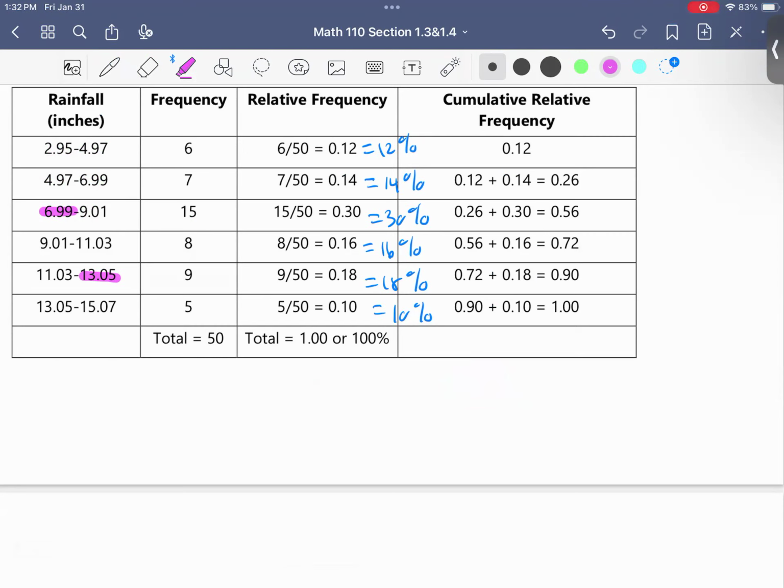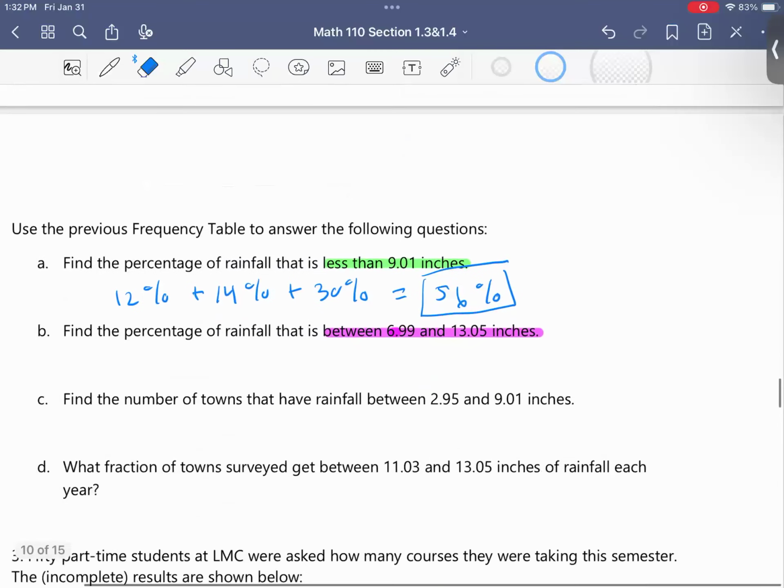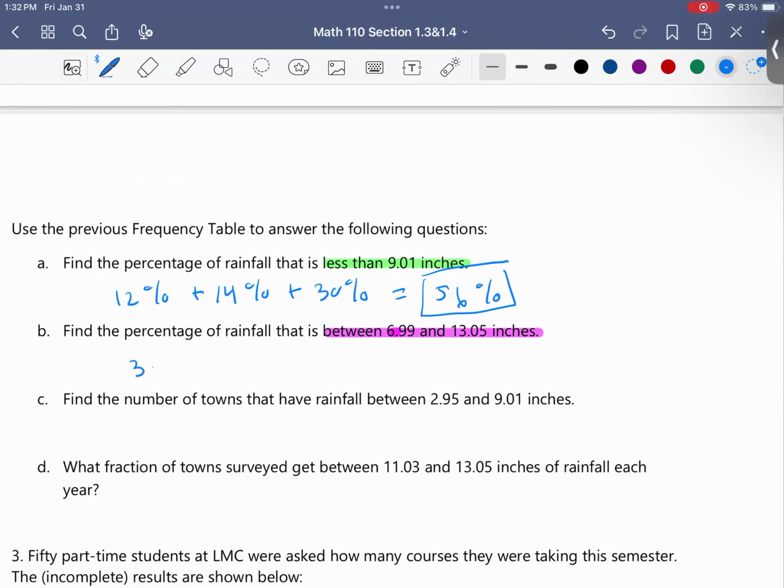So those values are going to be 30%, 16%, and, oops, excuse me, went a little too far, and 18%. So we're going to go ahead and add those up as well. So we would have 30% plus 16% plus 18% equals 64%.